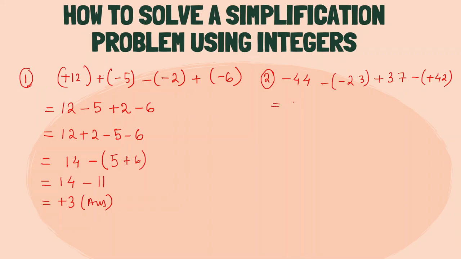How will we proceed? We will first take out all these numbers from the brackets. So what will it be? Minus 44, minus minus becomes plus, so plus 23, plus 37, minus plus becomes minus, so minus 42. Now we will take the positive numbers together: plus 23 plus 37, and negative numbers together: minus 44 minus 42.